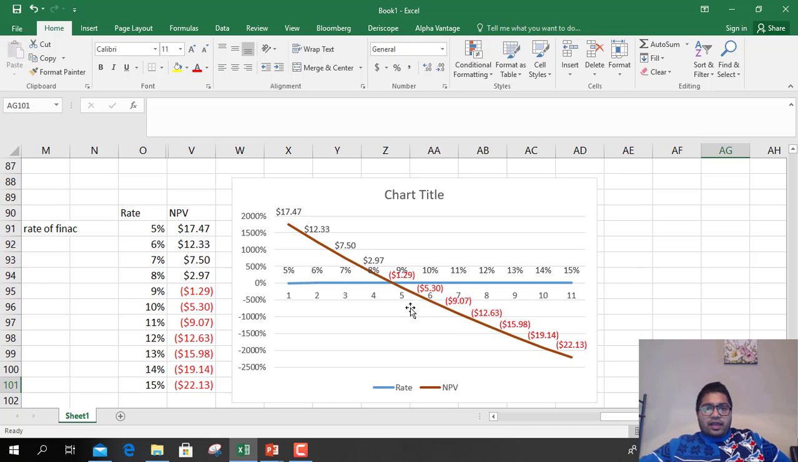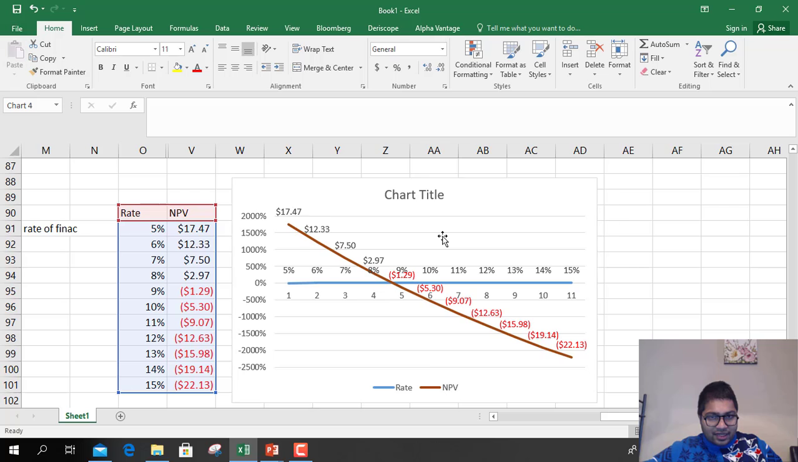So if your financing is costing almost 9%, so it's not exactly 9%, almost 9% and above, if your financing is costing 9% and above, you shouldn't take this project on. But if you can finance this project at less than almost 9%, you should accept it, because 17 million, 12 million are net positive benefits.